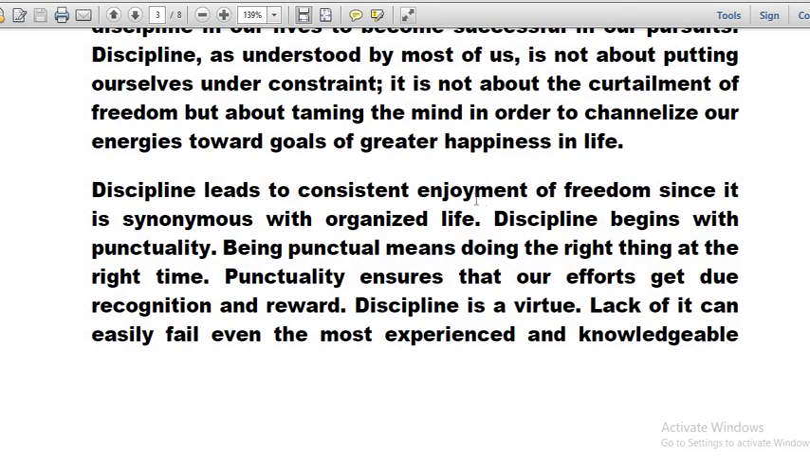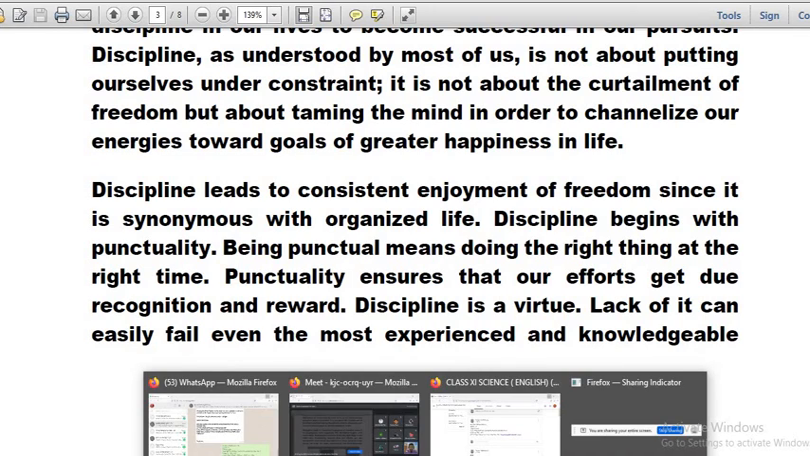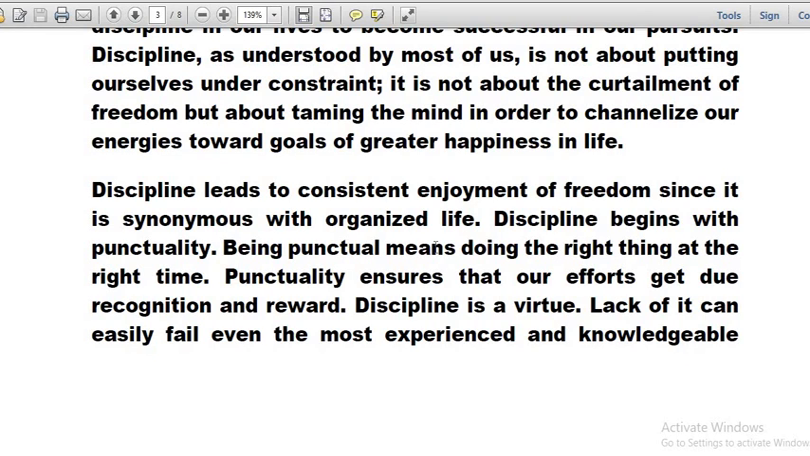Discipline leads to consistent enjoyment of freedom, since it is synonymous with organized life. Discipline doesn't mean chaos. Discipline is very much interrelated. Synonymous means it is very much interrelated with organized life. Or in other words, dear students, I am talking about an organized lifestyle.